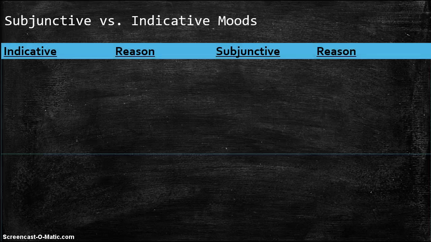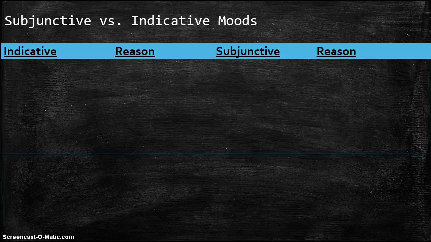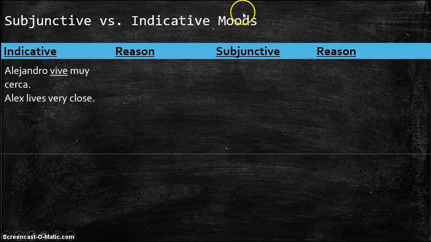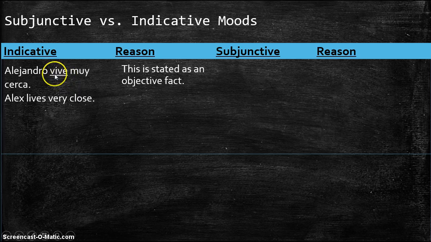Okay, this chart is going to look at some examples that are similar side by side to give you a better idea of when we use the indicative and when we use the subjunctive. Go ahead and write some of them down, and you'll be in good shape for tomorrow. Okay, this first sentence is in the indicative present tense, and it's Alejandro vive muy cerca, which means Alex lives very close. The reason we use the indicative is because it's a fact. The speaker is sure that Alex lives very close.